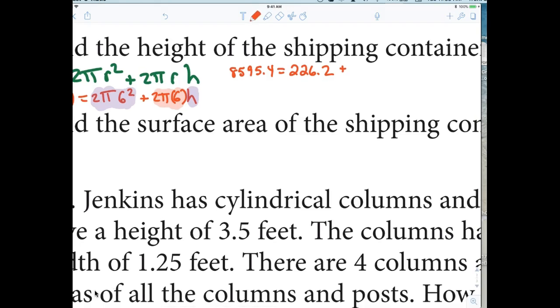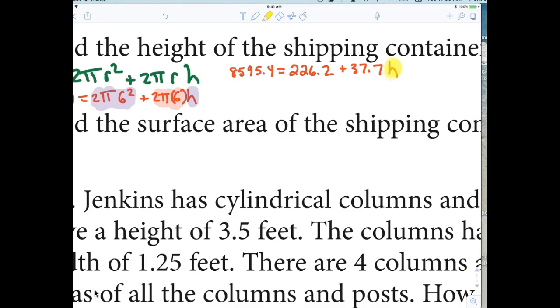So I want everybody to put down 37.7h. And now we're going to bold the h. Why am I saying bold the h? Because that's what we're solving for. So this is a two-step equation. It's been a long time since we've done a two-step equation. That's why I want to help you.